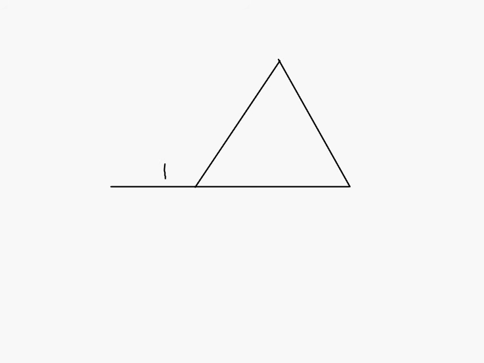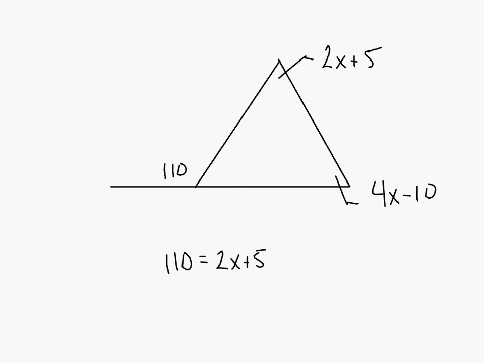If this is 110, and maybe this is 2x plus 5, and this is 4x minus 10, then your setup to solve for x would be 110 equals 2x plus 5 plus 4x minus 10. The exterior angle is equal to the sum of its two remote interior angles. Combine like terms and solve for x.